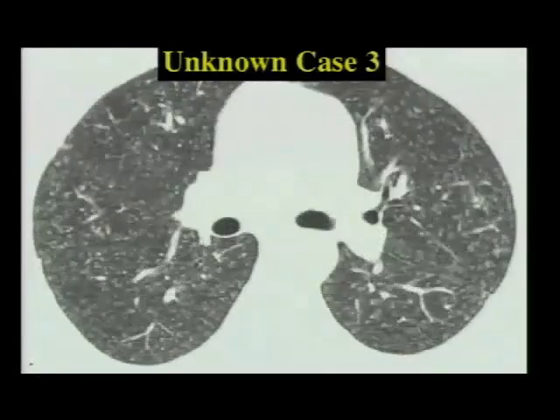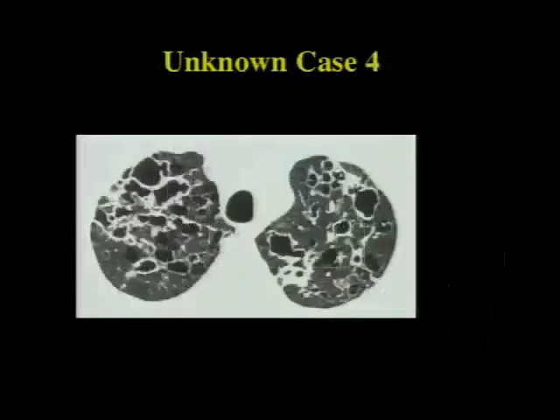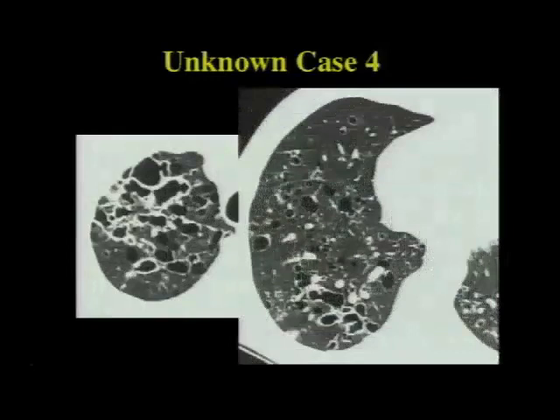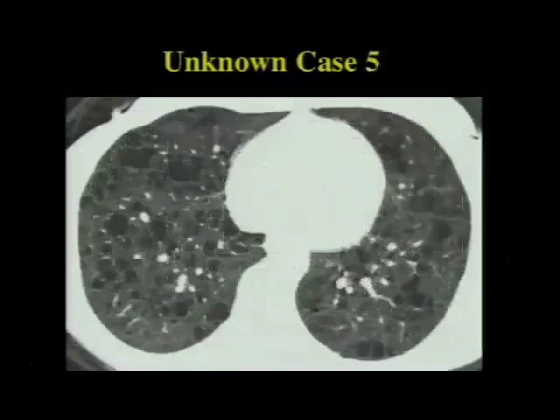Case number 3, a centrilobular distribution where the nodules are sparing the pleural surfaces, hypersensitivity pneumonitis with a typical appearance. Unknown case 4, very irregular thick-walled cysts involving the upper lobes, fewer cysts at the lung bases, typical of histiocytosis. And lastly, numerous thin-walled, rounded cysts involving the lung bases to an equal extent as the upper lobes, typical of lymphangiomyomatosis.